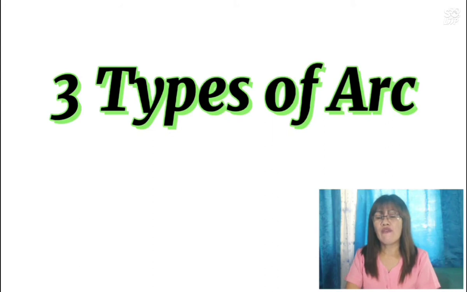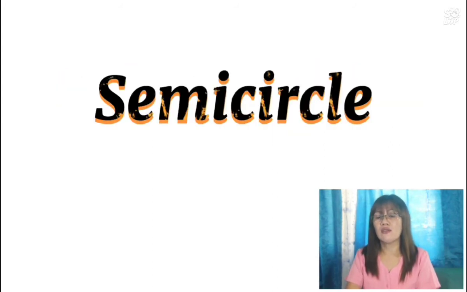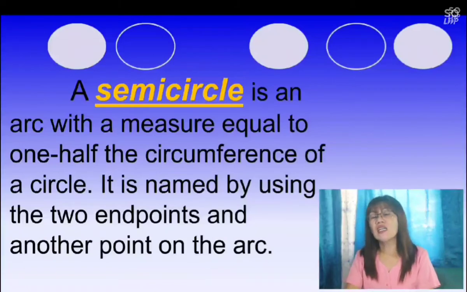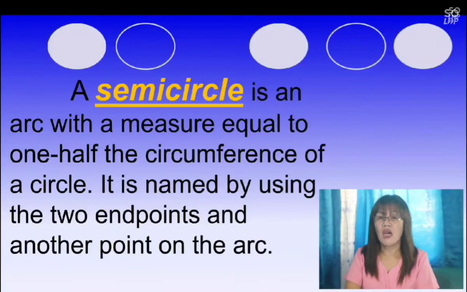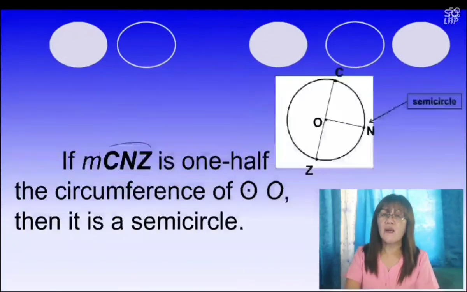So we have 3 types of arcs. First, the semicircle. A semicircle is an arc with a measure equal to 1/2 the circumference of a circle. It is named by using the 2 endpoints and another point on the arc. For example, if the measure of arc CNZ is 1/2 the circumference of circle O, then we can say that arc CNZ is a semicircle.